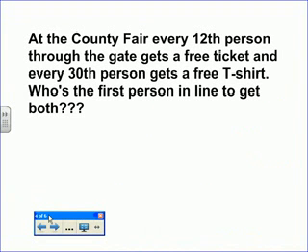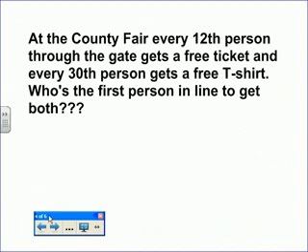Okay. Now, let's take a look at this problem. It's a little different. The county fair, every 12th person through the gate gets a free ticket. Every 30th person gets a free T-shirt. You get both. Anybody know where you would want to step in line to get both of them? Who's going to be the first person to get both?